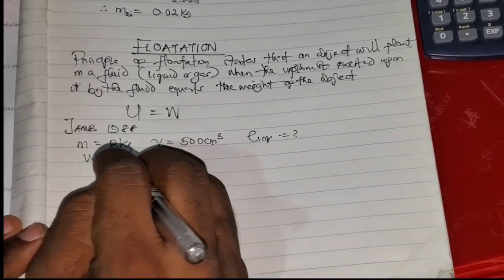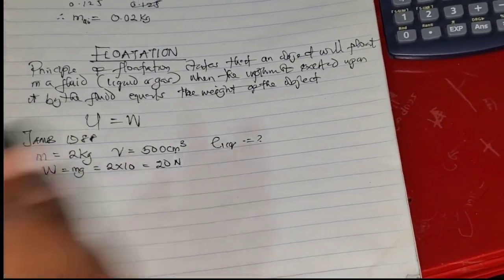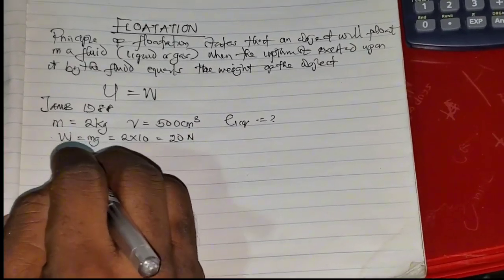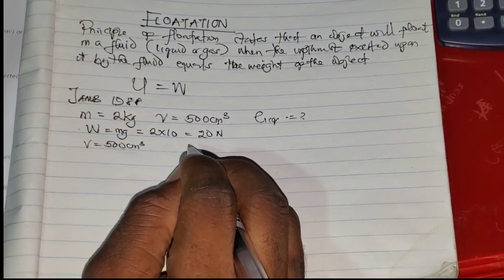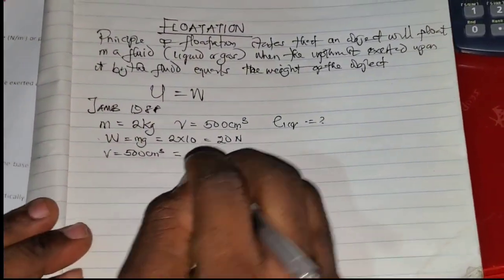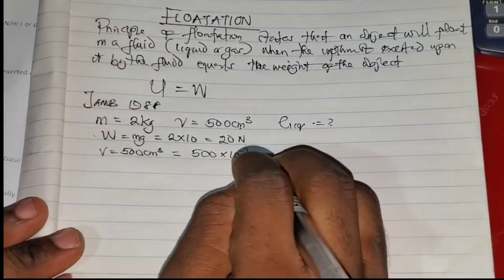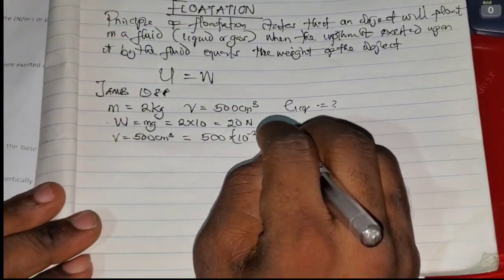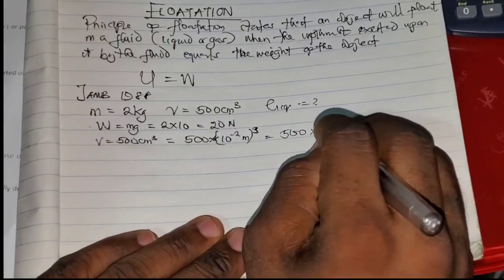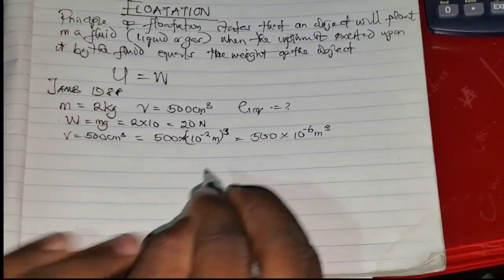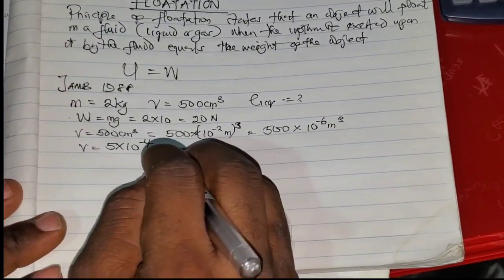So let's calculate the weight. Weight equals mg, which is 2 times 10, which is 20 Newton. So we have calculated the weight. We also have the volume, which is 500 centimeter cube, so we need to convert it to meter cube. 500 centi means 10 raised to minus 2 meters, raised to the power 3. So we can write this as 500 times 10 to the minus 6 meter cube, or V equals 5 times 10 to the minus 4 meter cube.